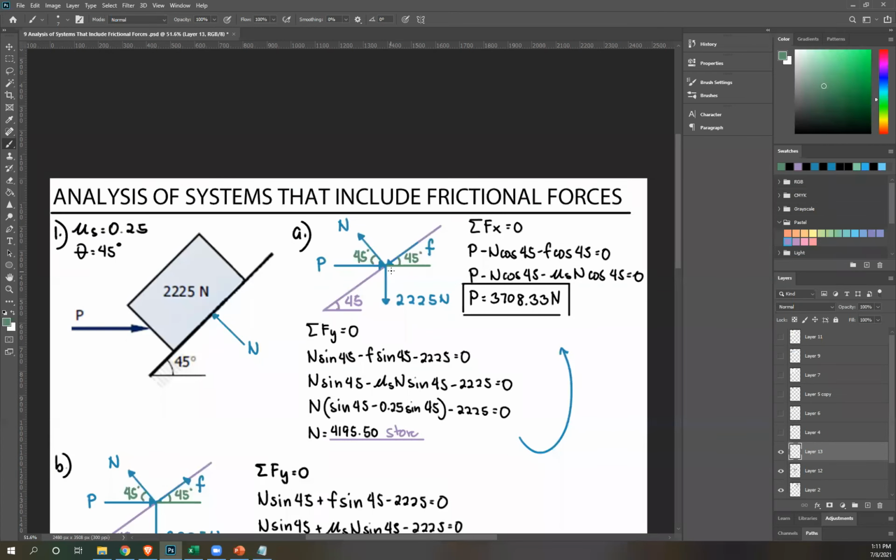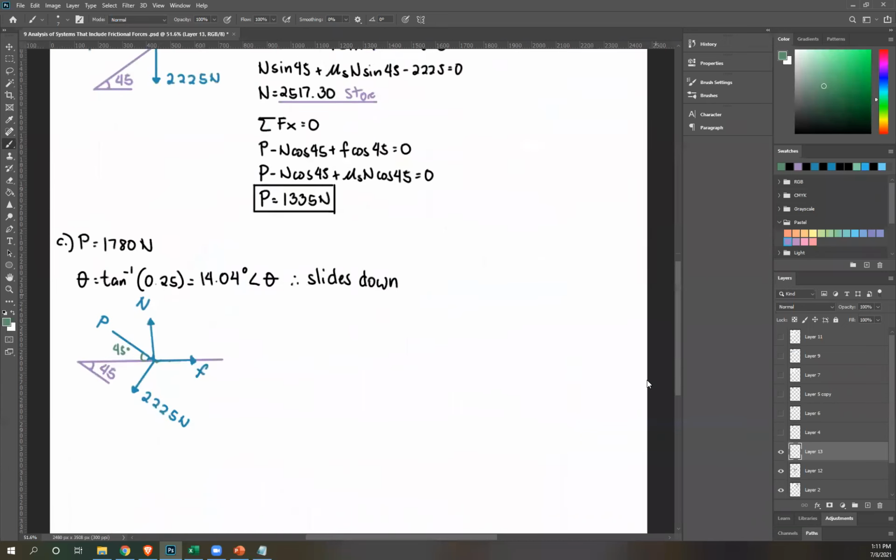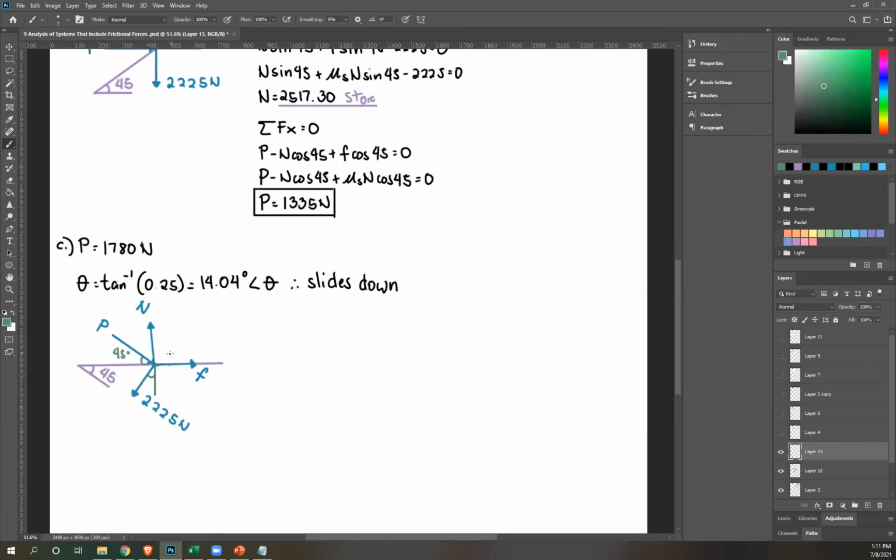Same thing here. 2225 was rotated clockwise by 45 degrees. So this is 45. But again, the only angle that I want is from the horizontal. So 90 minus 45, this is 45. I don't need the rest. So there. Now, why did I do this? So that if I do summation of forces in x equals 0, I'm not going to go through N anymore.